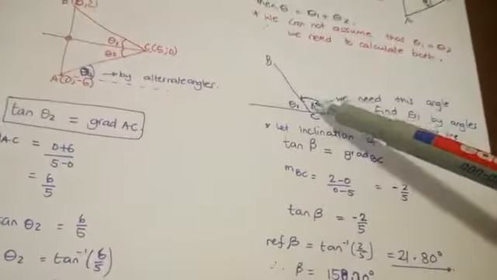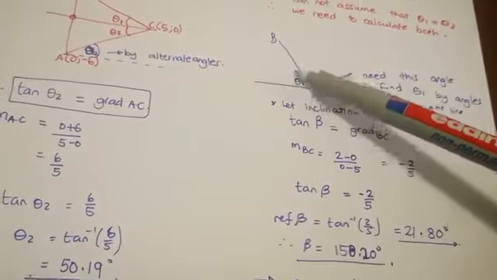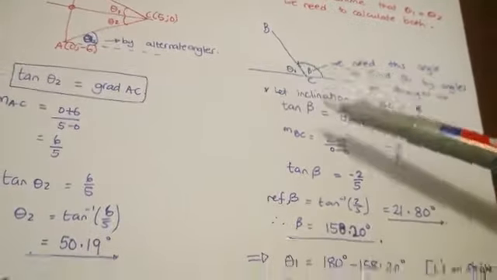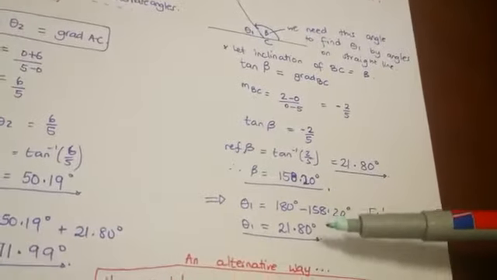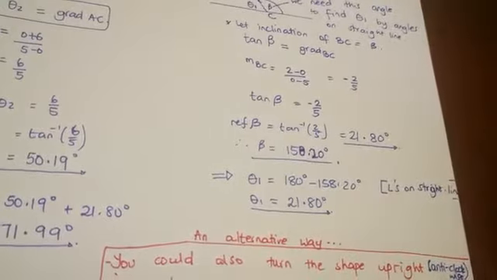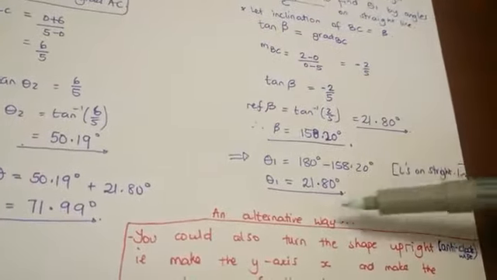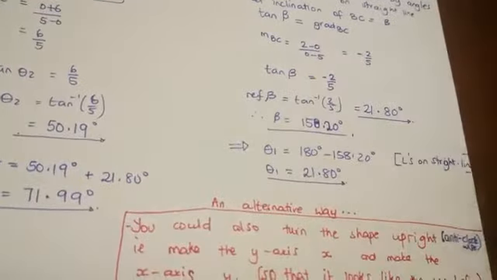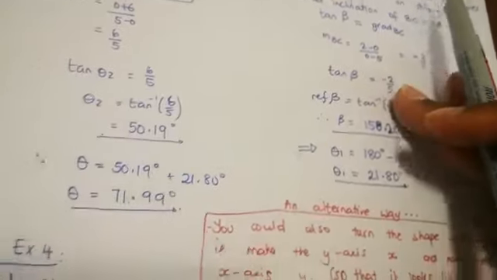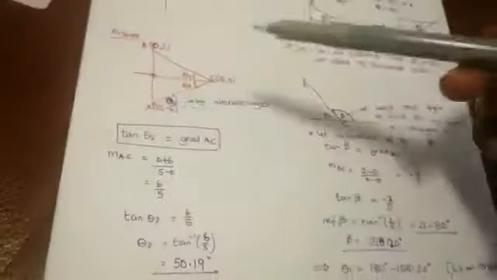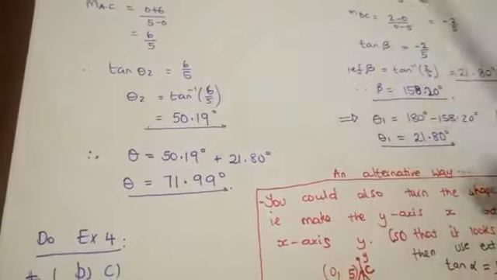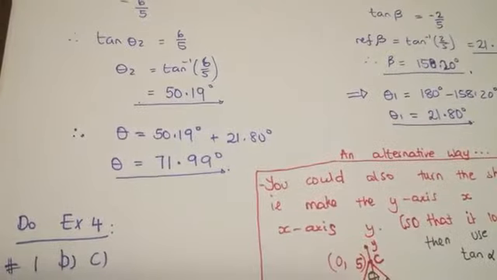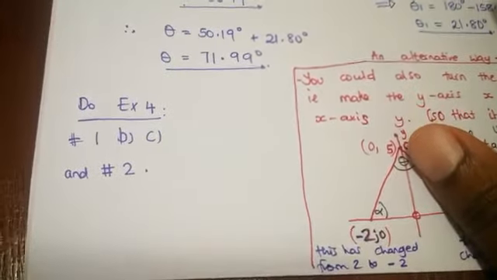And then remember, 158 is beta. I need theta 1. So these two are angles on a straight line like that. To find theta 1, I have to subtract this from 180, which is going to give me 21.80, which is the same as that one, but we're just following a procedure, the way that we calculate, then it gives you 21.80. So total theta here is going to be 50.19 plus 21.80, which gives you 71.99. Right, so please do exercise 4, number 1, BC, and number 2.